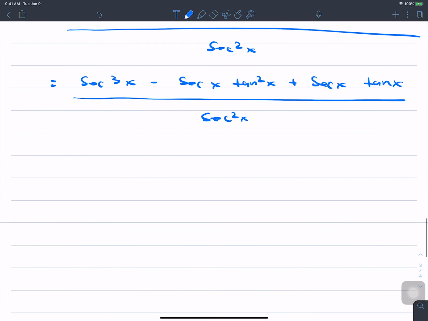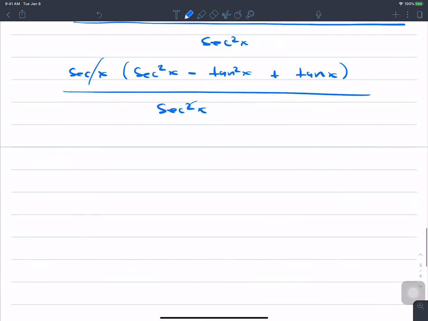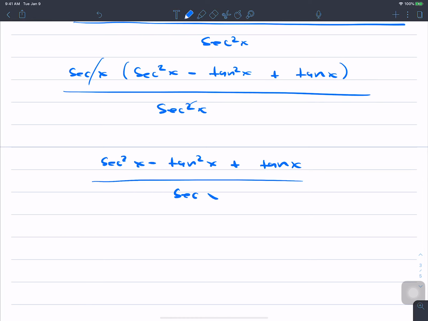And I think this morning we factored out the secant. Yeah, this is very familiar. So we get secant squared minus tangent squared plus tangent over that secant squared. So secant goes away, and you're left with secant squared minus tangent squared plus tangent over secant.